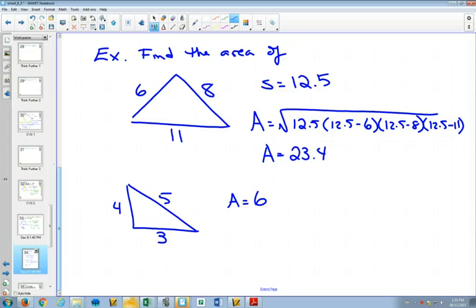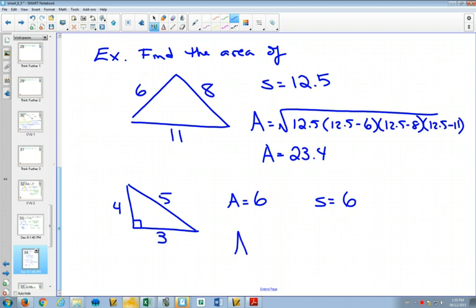And you can use base times height because you know this is a 90-degree angle, because it's your special 3, 4, 5 triangle. So if you recognize the 3, 4, 5 triangle as a 90-degree, then you've got your base and your height. And you could just do base times height divided by 2. Now, if you didn't recognize that, then you might go to this formula. First of all, our perimeter here, 3 plus 4 plus 5 is 12, so our semi-perimeter will be 6.